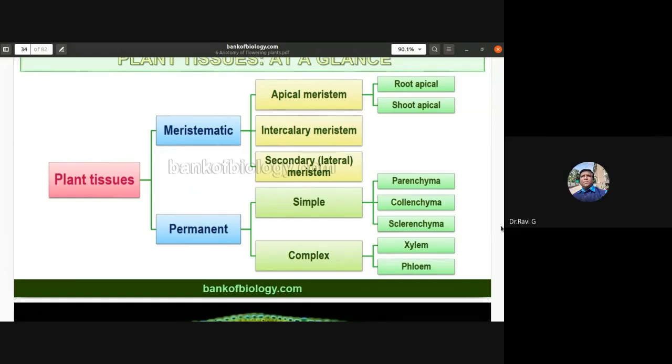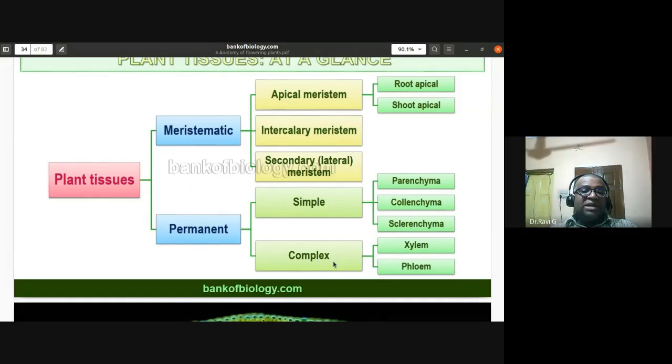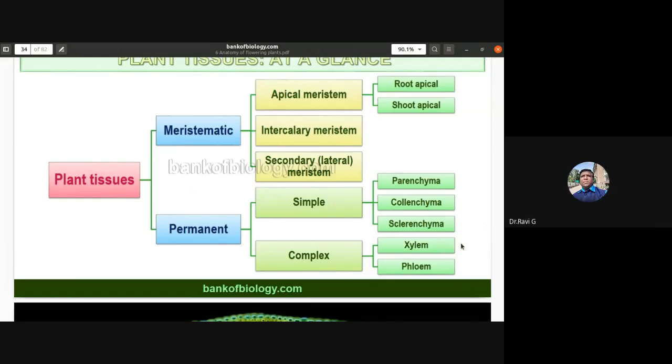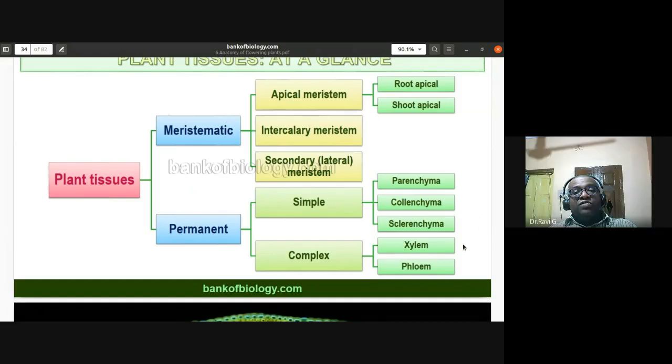the dead mechanical tissue. The complex permanent tissue is heterogeneous in nature and is of two types: xylem and phloem. Xylem has tracheids in pteridophytes and gymnosperms, and trachea or vessels in angiosperms. They also have xylem parenchyma and xylem fibers. All of these elements together function as a unit for conduction of water.